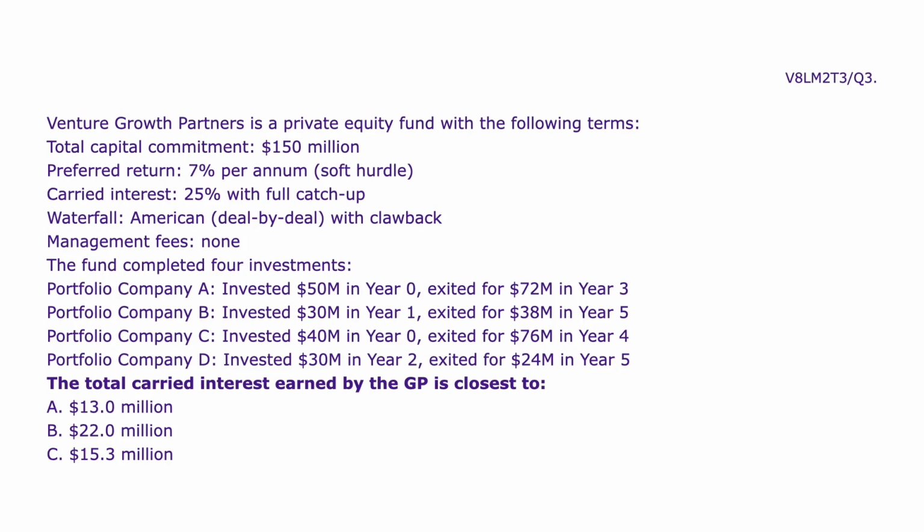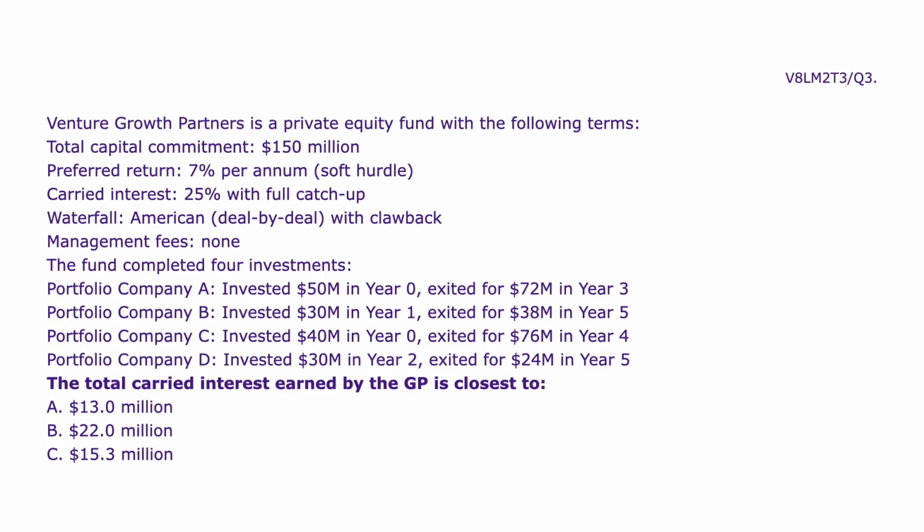Venture Growth Partners is a private equity fund with the following terms. Total capital commitment $150 million. Preferred return 7% per annum, soft hurdle. Carried interest 25% with full catch-up. Waterfall, American, deal by deal, with clawback. Management fees, none. The fund completed four investments.